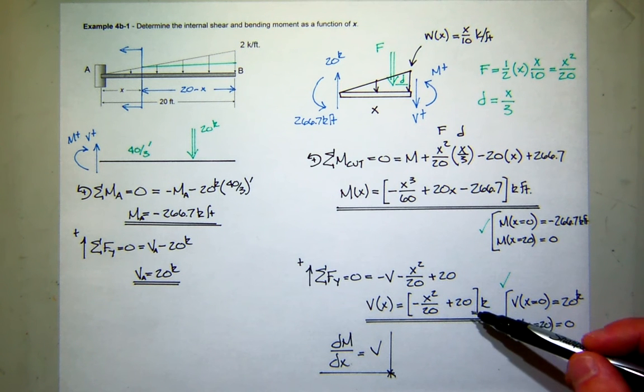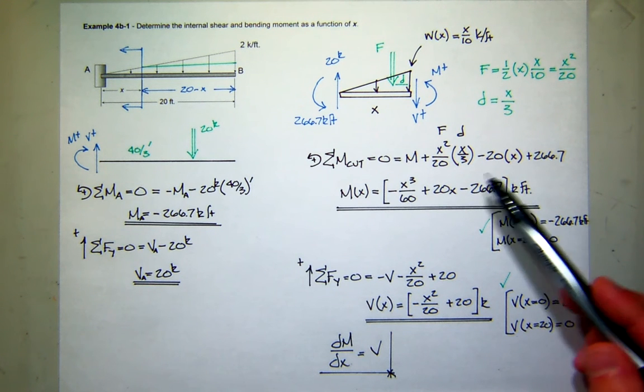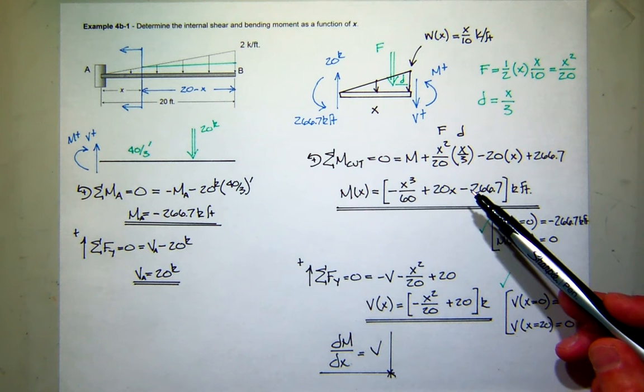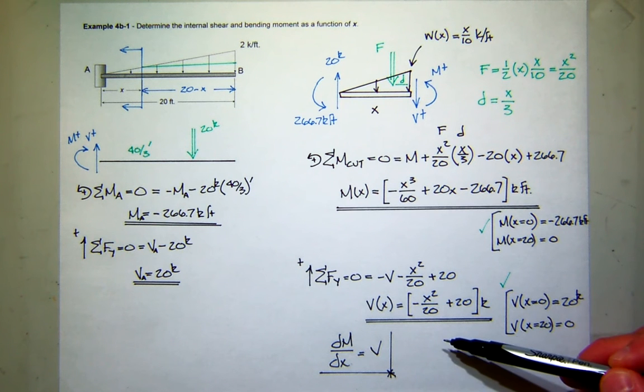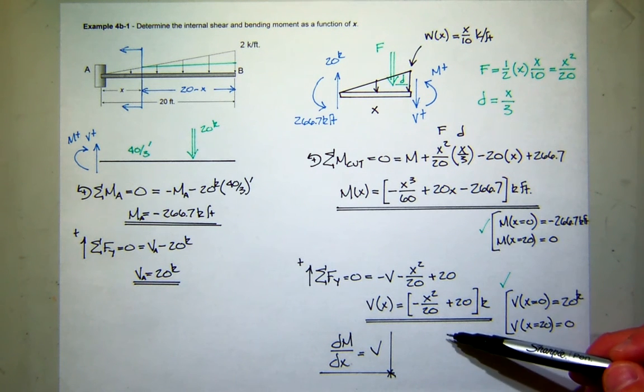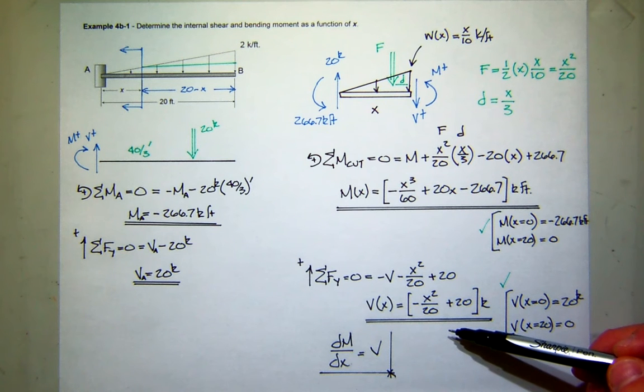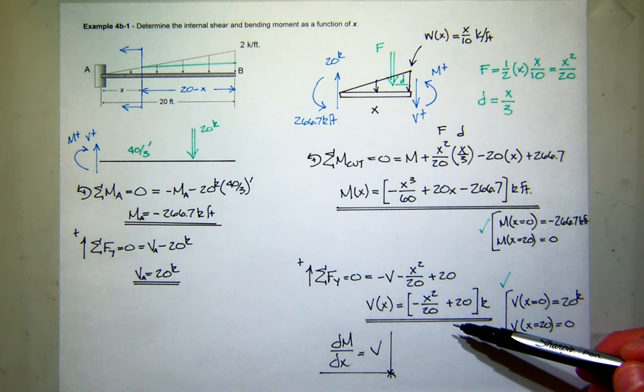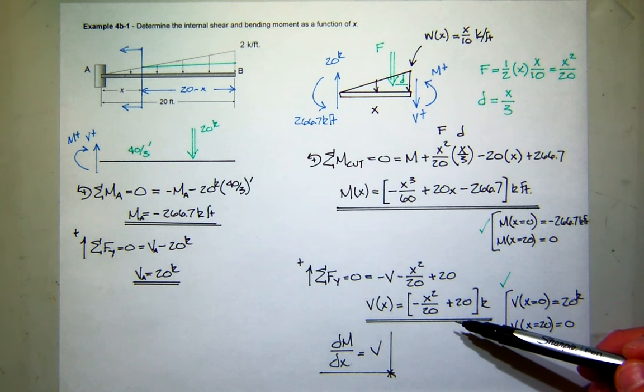Either your shear is wrong or your moment's wrong. And since the moment equation tends to be the more complicated one than the shear equation, more than likely your moment is wrong and your shear is right. So these are problems where you get all kinds of feedback whether you're doing it right. So I'm expecting you to do it right and not do it wrong.